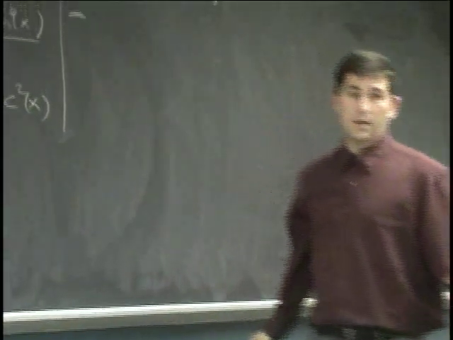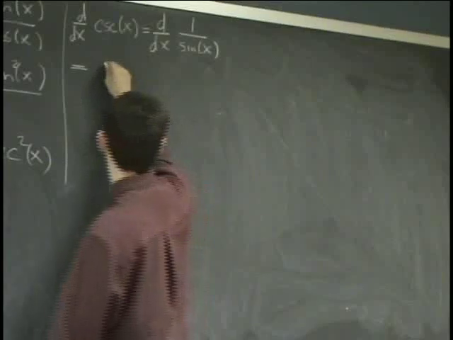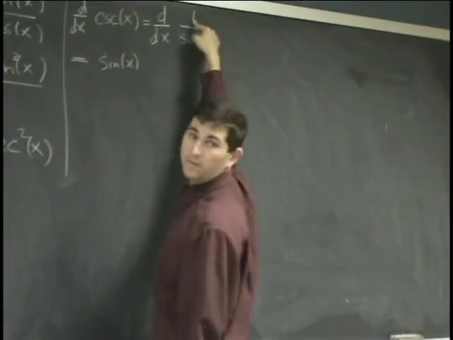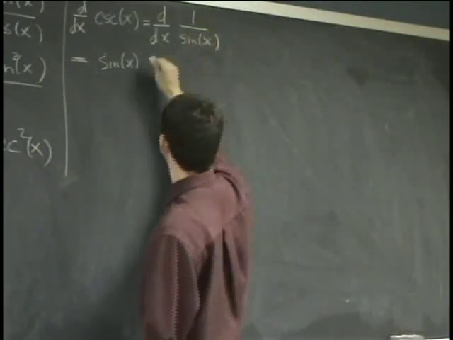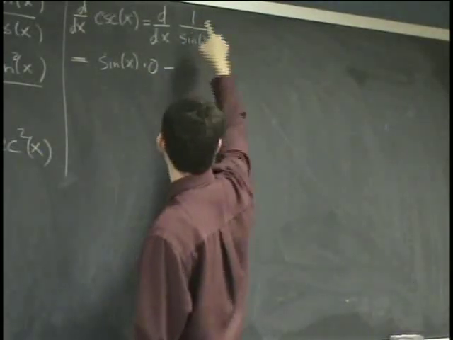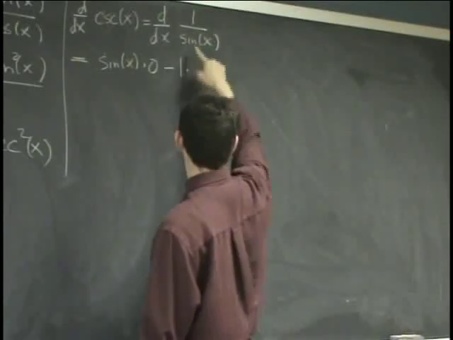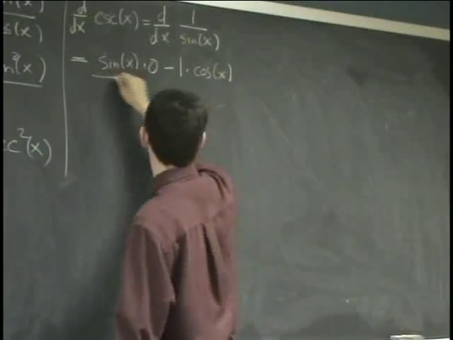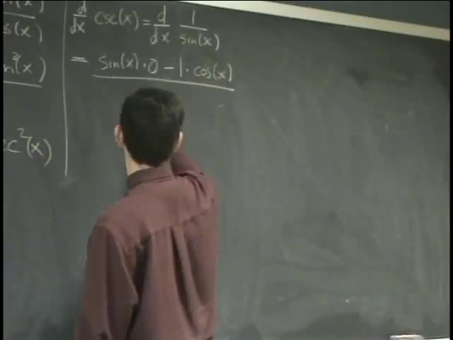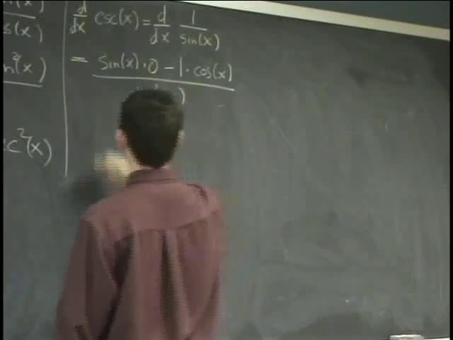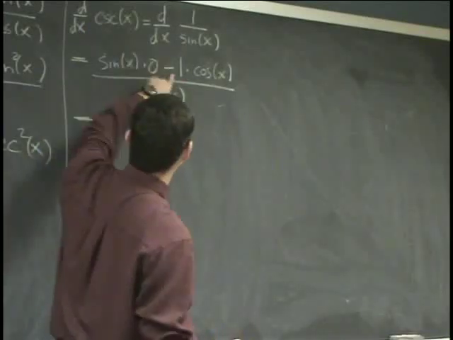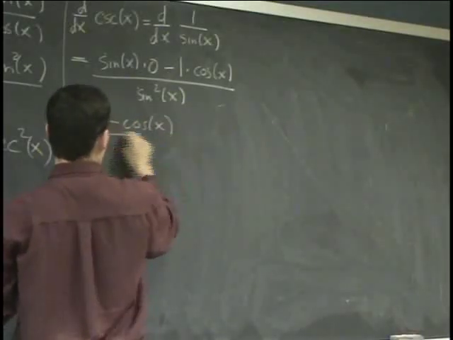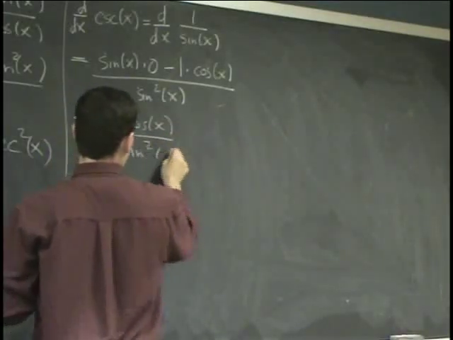Alright, so you do low times the derivative of high. What's the derivative of 1? Minus high times the derivative of low. The derivative of sine is cosine, over the square of sine. So this first term just goes away, and you get minus cosine of x over sine squared of x.